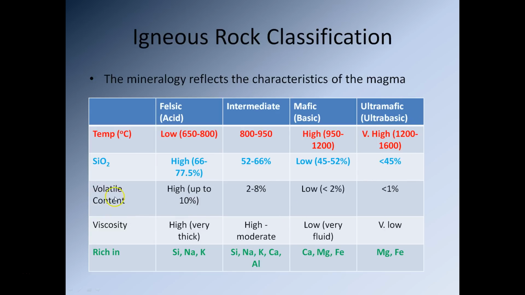You'll also notice that as we go from felsic igneous rocks at this end to ultramafic igneous rocks at this end, the volatile content, that's the dissolved gas content, decreases as we go from felsic to ultramafic. Now, this means that felsic and intermediate magmas have lots of dissolved gas in them, and therefore they are prone to forming volcanoes, which are prone to having explosive eruptions. In contrast, mafic and ultramafic magmas would form volcanoes that would be, on the whole, relatively unexplosive.